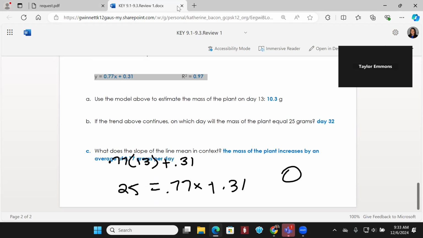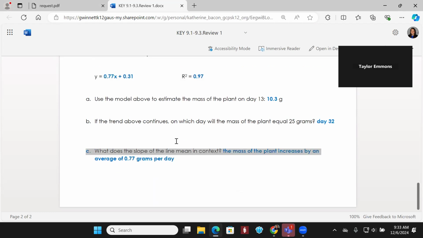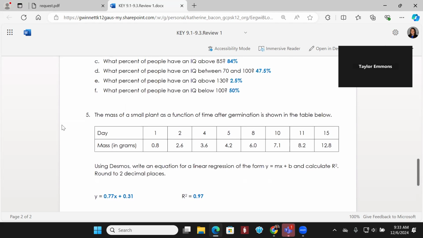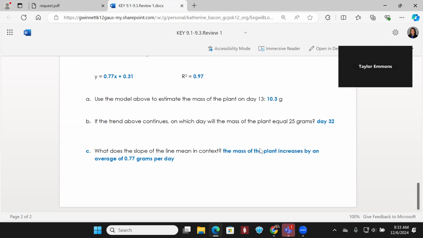This is the tricky question. What does the slope mean in context? You have to reread the word problem and then put it in context. So what are we talking about? We're talking about, as days continue on, how big something is growing. We're talking about small plants. So the mass of the plant increases by an average of 0.77 grams per day.